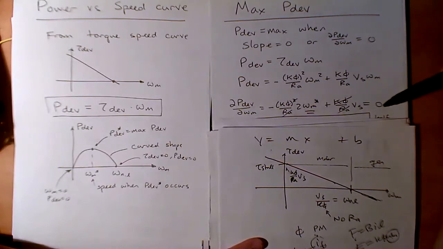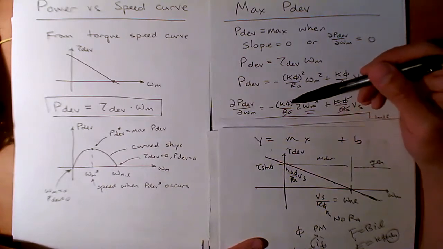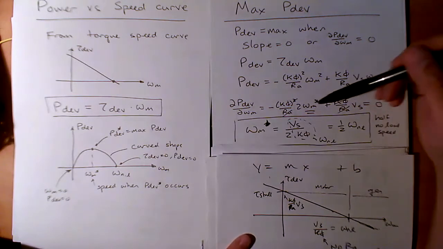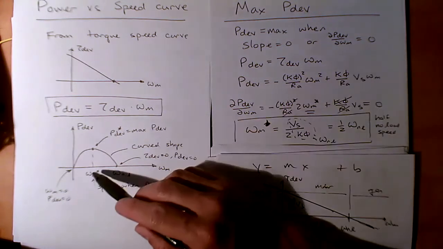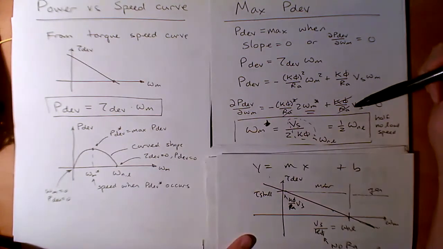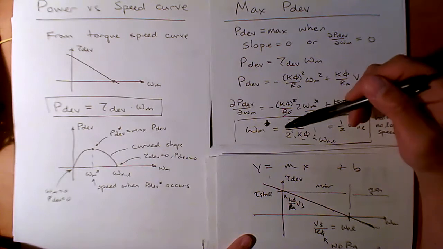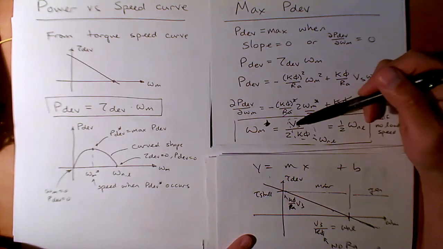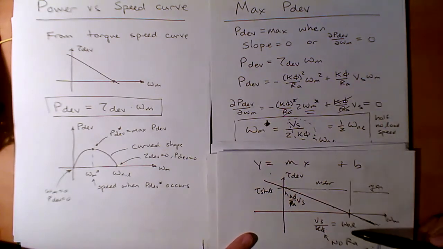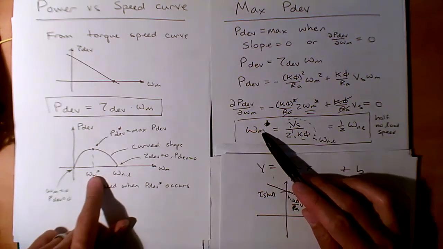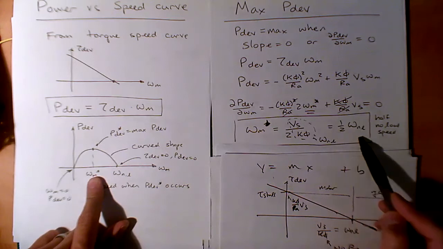And I can just solve for it. Notice if I set it to 0, a lot of things cancel. RAs cancel. One of these things cancels. And I can solve for this optimal omega m, and it's equal to VS divided by 2 k phi, and that's here. By the way, VS over k phi is the no load speed, so I hope you can see that matches our intuition that the optimal speed is half the no load speed.